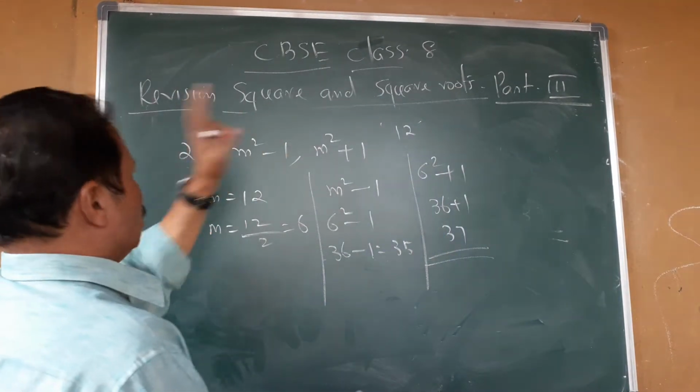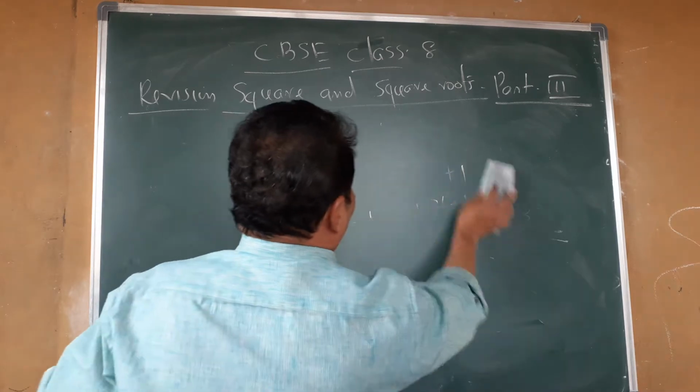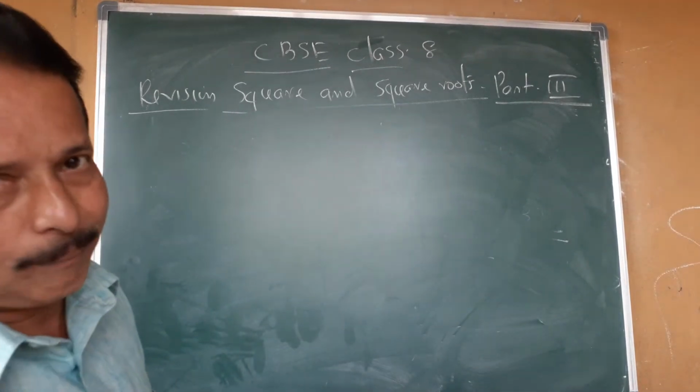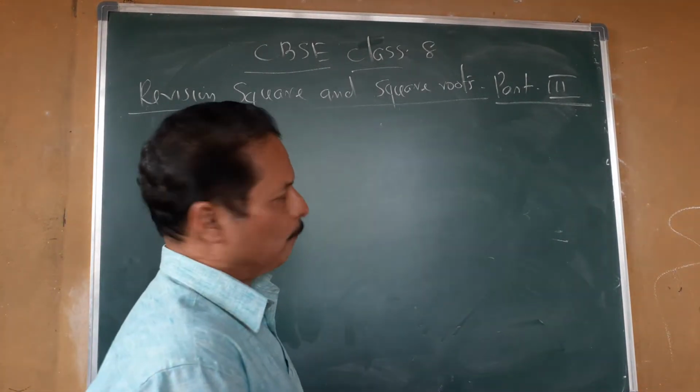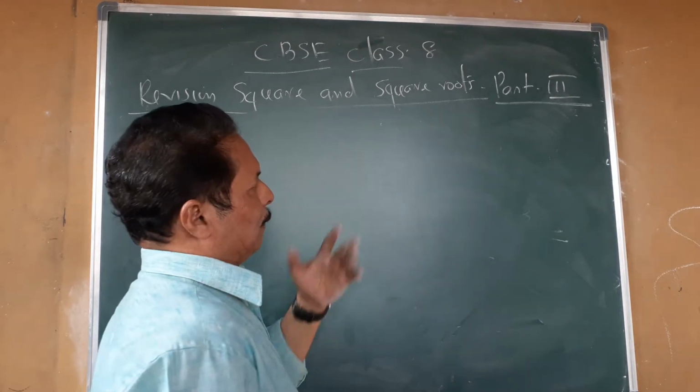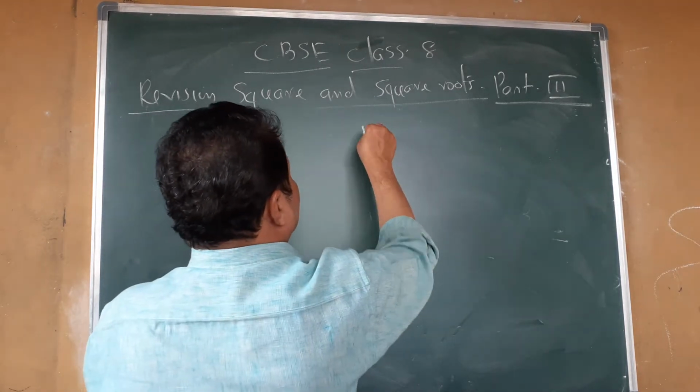So let us imagine 2m equal to 12. If that number is an even number, then only you get like this. Is it over? So another question: write the Pythagorean triplets if one number is equal to 16.